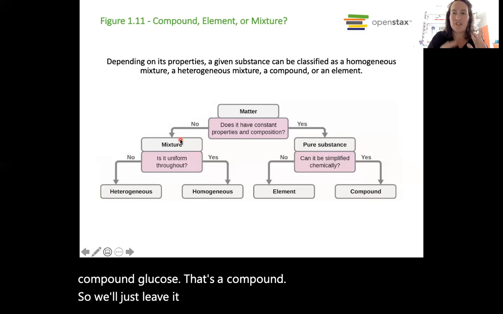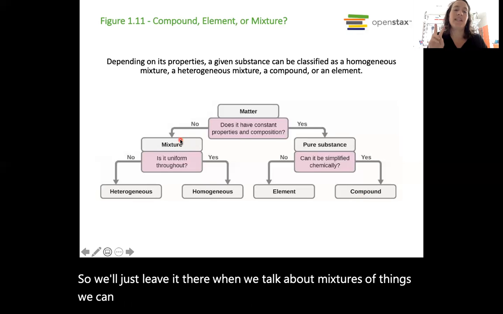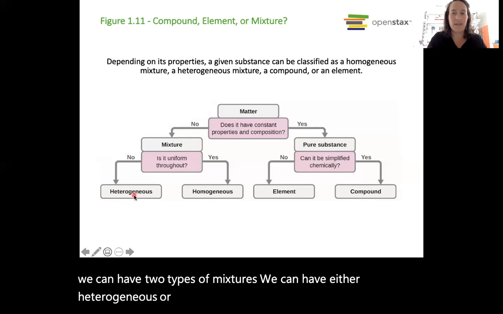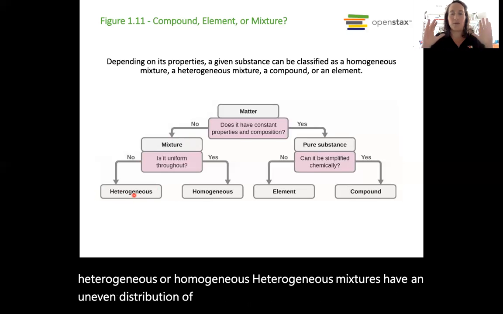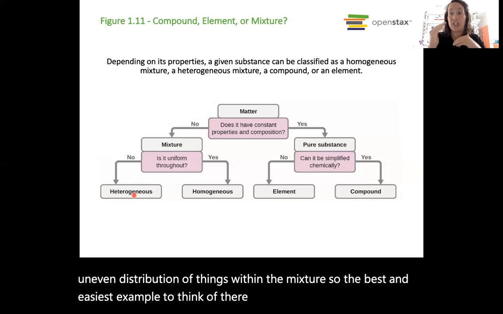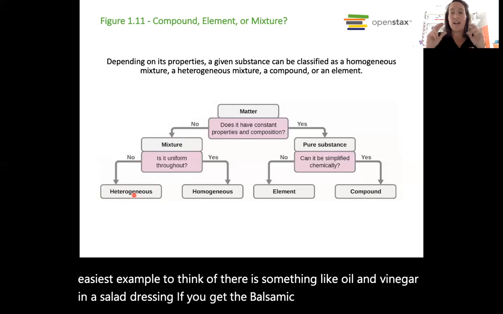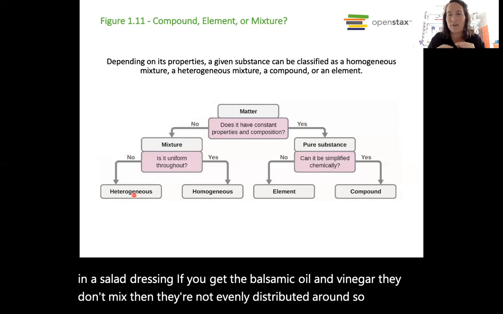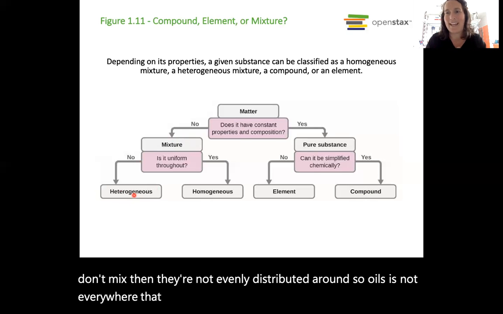When we talk about mixtures of things, we can have 2 types of mixtures. We can have either heterogeneous or homogeneous. Heterogeneous mixtures have an uneven distribution of things within the mixture. So the best and easiest example to think of there is something like oil and vinegar in a salad dressing. If you get the balsamic oil and vinegar, they don't mix and they're not evenly distributed around. So oil is not everywhere that the water is at.